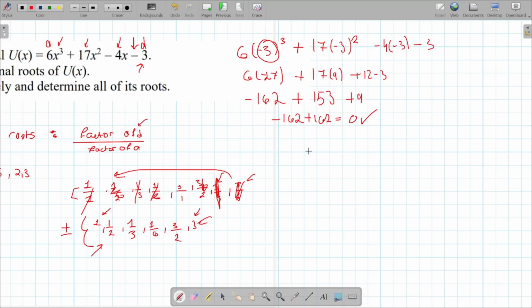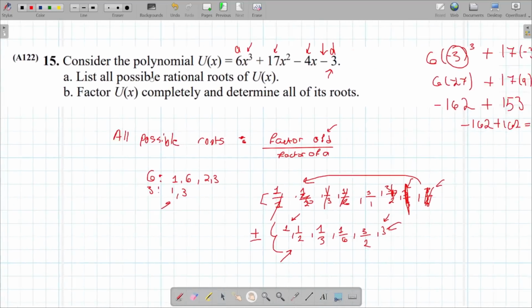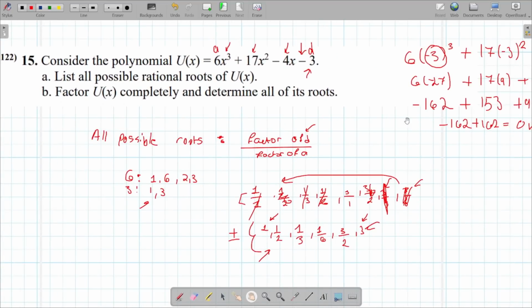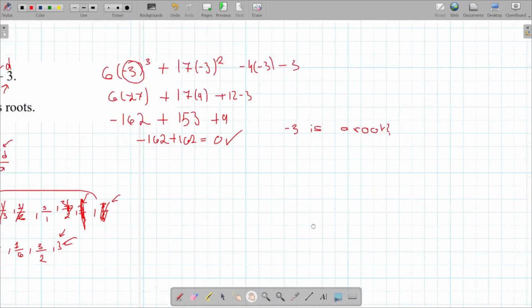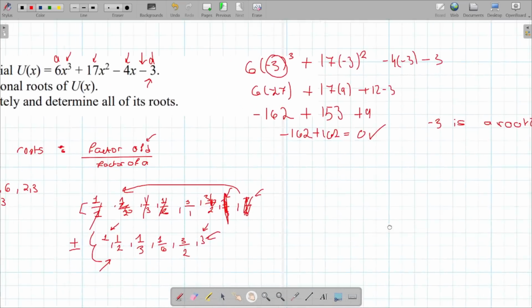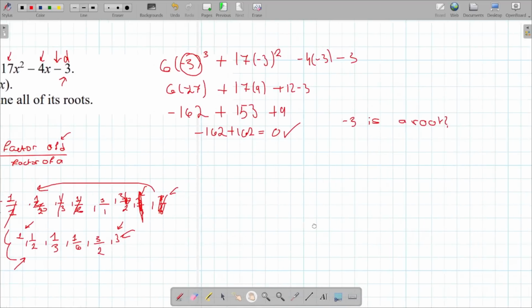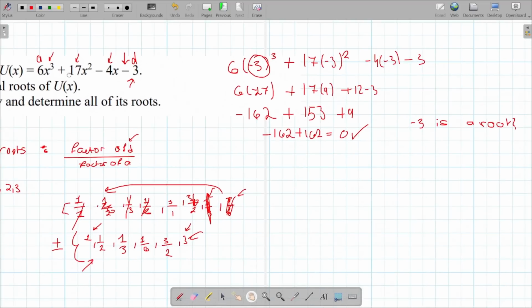Okay. What am I supposed to do now? Part A was list all possible rational roots, was this. Factor it completely. Now we found minus 3 is a root. What's the next step? I have to continue factoring. So factor out minus 3. How would I factor out minus 3? You just divide all of it by minus 3.